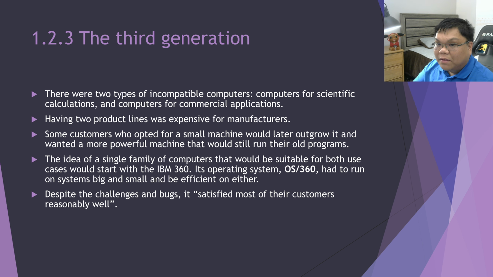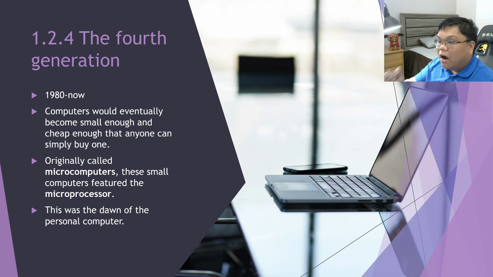And now we're getting into the fourth generation. These are computers that would become so small and so cheap that anyone could buy one. So, remember that Commodore from a few slides ago? Yeah, we would finally be having computers like that. And then it would make way to laptops that were as big as a suitcase.